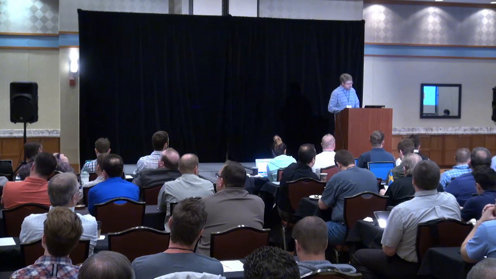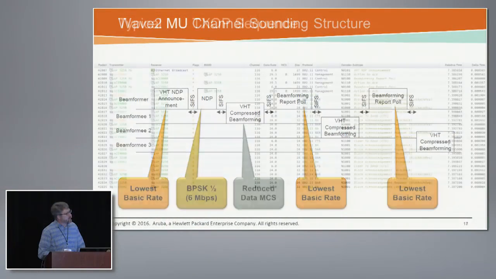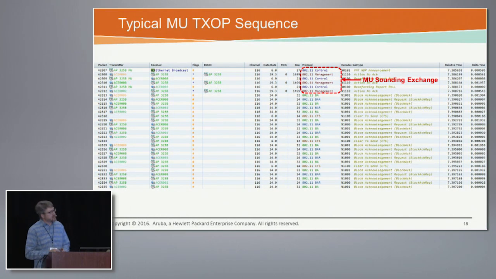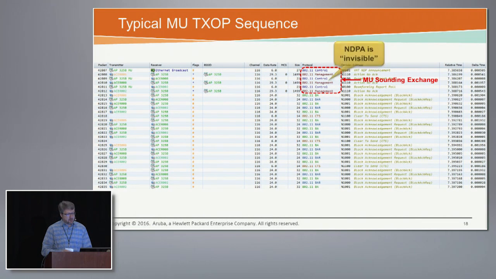So anyway, this is a payload frame, and they get pretty big, as you can see here. It sounds like this will be the first MU PCAP that most of you have seen. So this is the sounding exchange at the beginning of the transmission. And you'll notice I said there was an NDPA, but there is no NDPA in the PCAP because it's invisible. Can't see it. There's nothing for the driver to pass up.